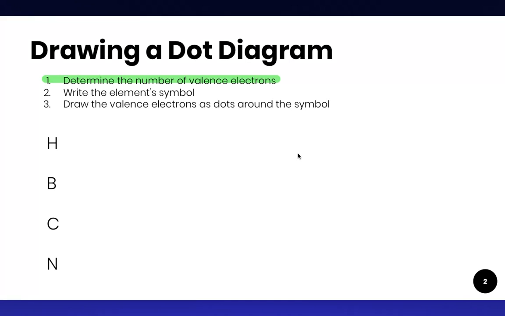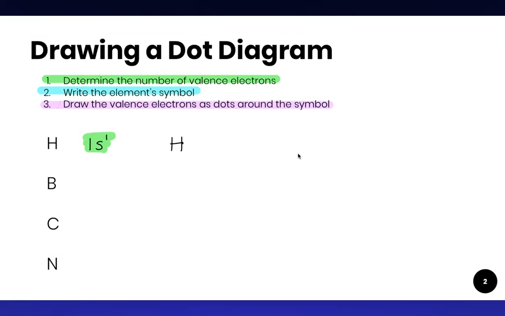So for hydrogen, its electron configuration is 1s1. There is only 1 valence electron. Okay. Step 2, write the element's symbol. Okay. And then step 3 is draw the valence electrons as dots around the symbol.